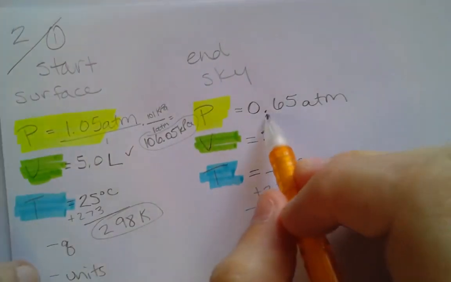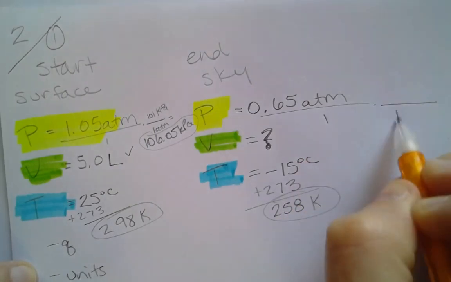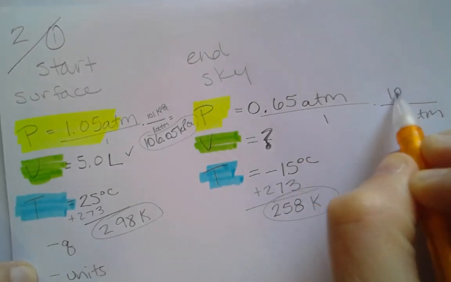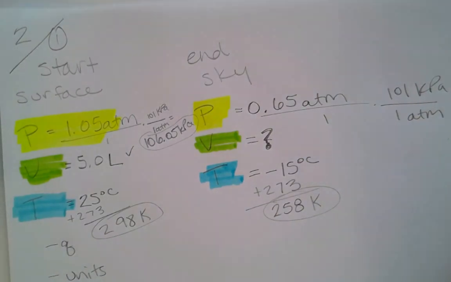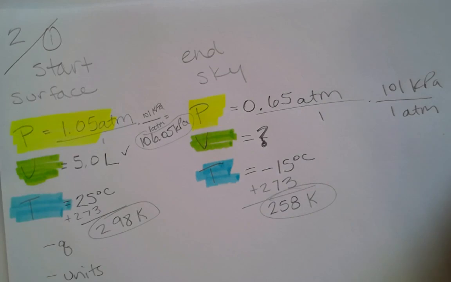Do the same thing again over here. 1 atmosphere, 101 kPa. 0.65. No, yeah, 0.65 times 101. 65.65 kPa.